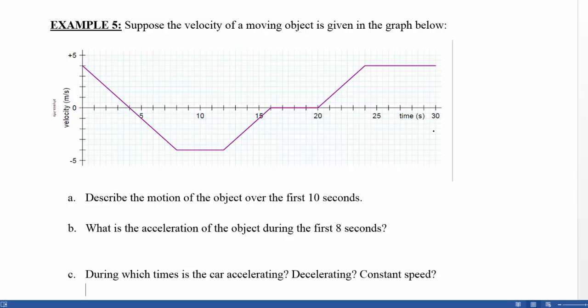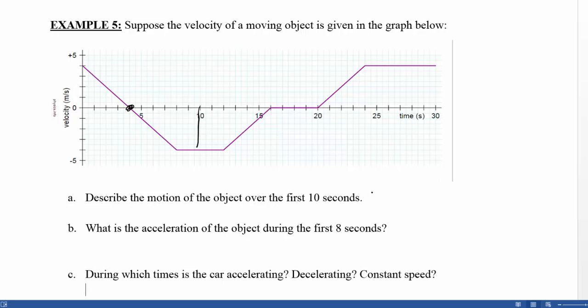So you can also think left and right. So maybe positive moves to the right, negative moves to the left, but you should think about some sort of directionality in your mind when we start talking about this. So part A, describe the motion of the object over the first 10 seconds. So let's look at where that 10 is. So what I notice is that some of the area between 0 and 10 is positive, and some of the area is negative. So that looks like it changes around time equals 4.